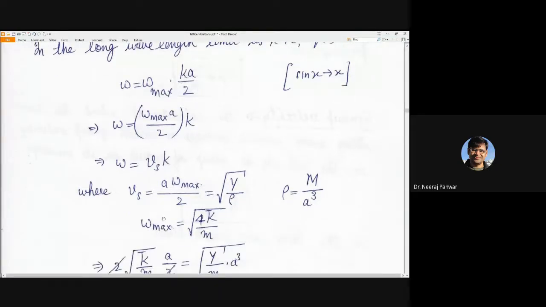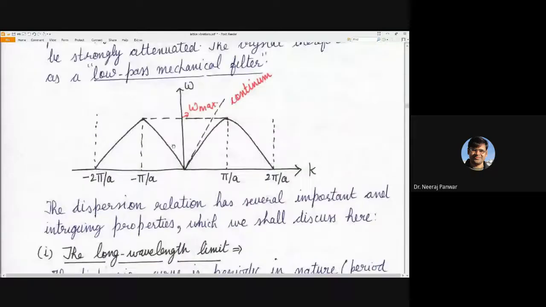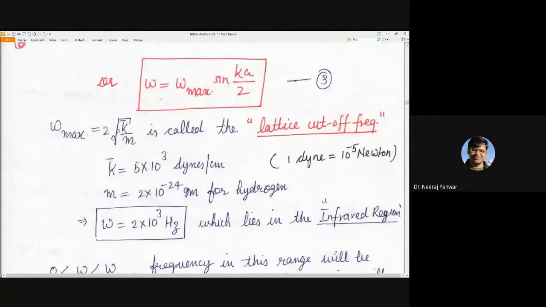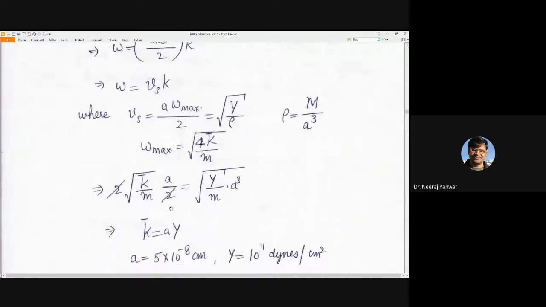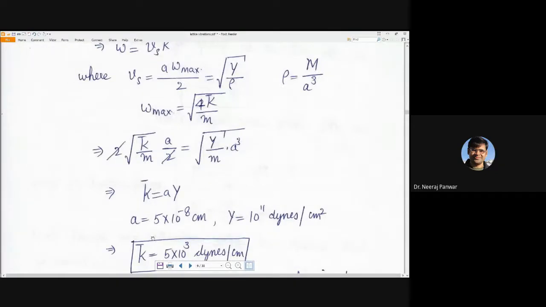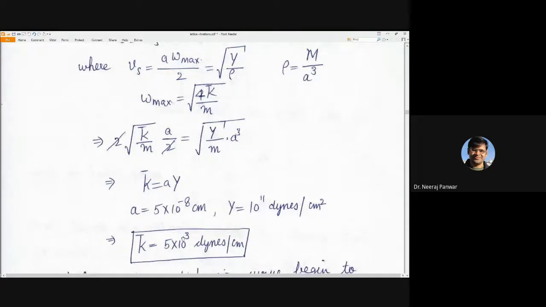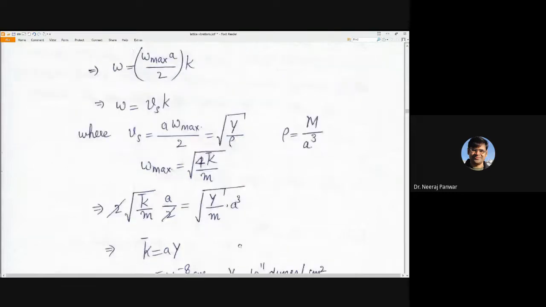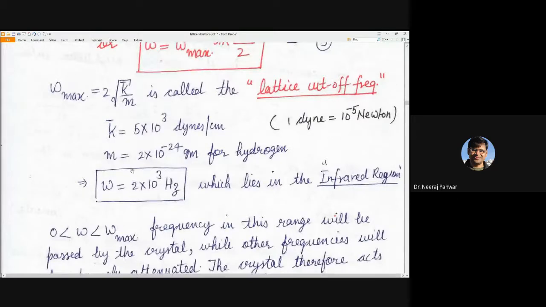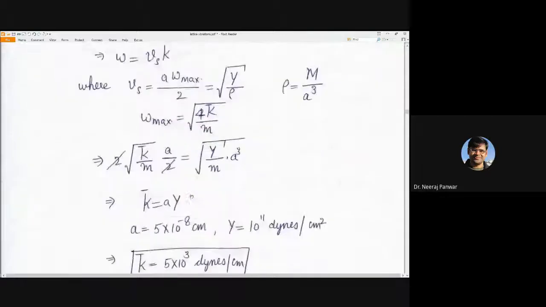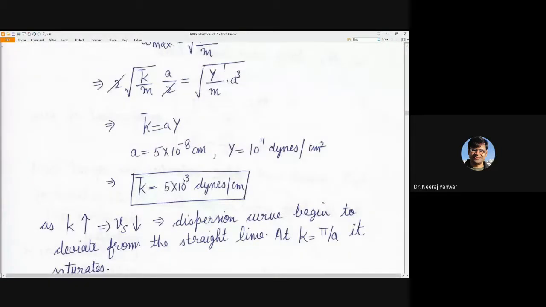And omega max is given by 2 times the square root of k bar by m. So omega max is written like this, and we can calculate from here the value of the spring constant for such springs, and it comes out to be 5 times 10 to the power 3 dynes per centimeter. This is what we have taken here when we calculated the frequency of lattice vibrations in solids. So in solids, the spring constant is of the order of 5 times 10 to the power 3 dynes per centimeter.